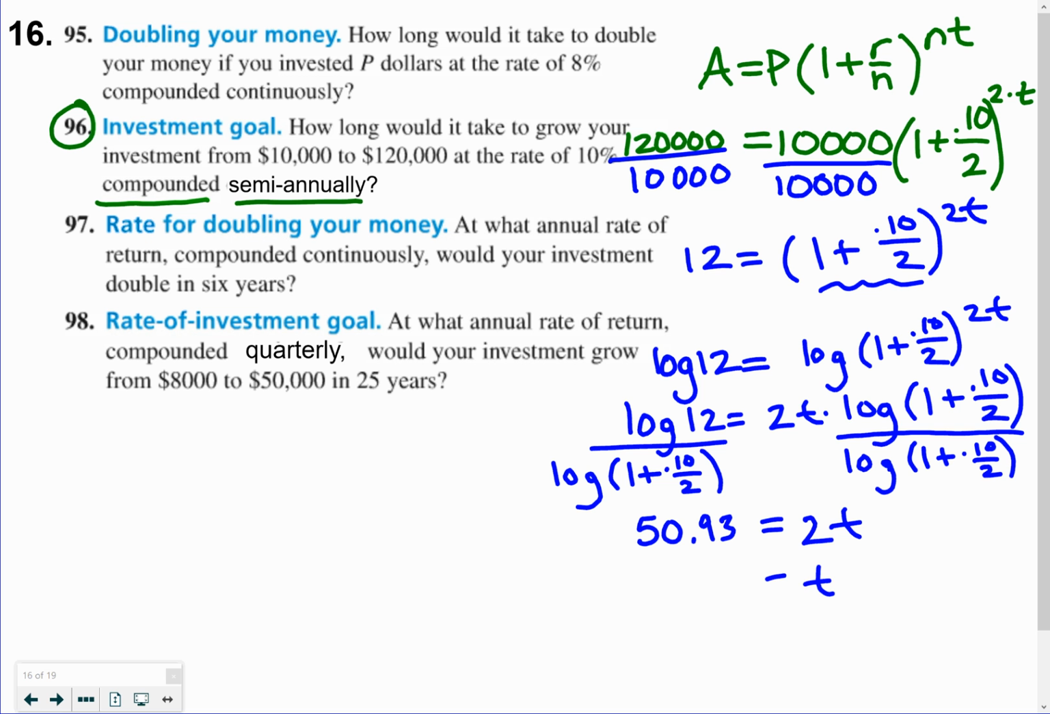So t is 25.46. So to the nearest year, if it asks for that, you could say 25 years, or you could say 25.47 years if I rounded to 2 decimal places. Okay. If you want to check it, just like the equations from yesterday, plug it back in the equation, make sure it works.